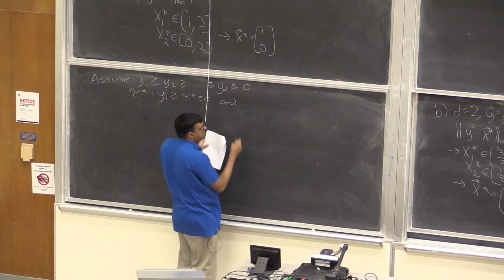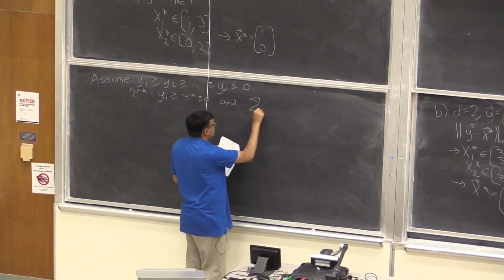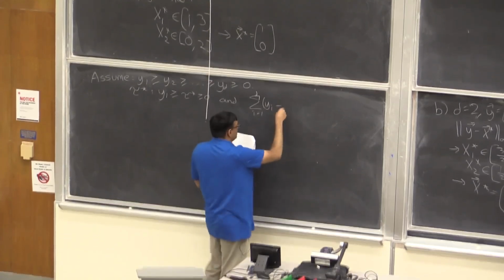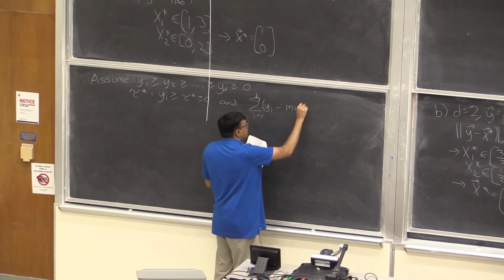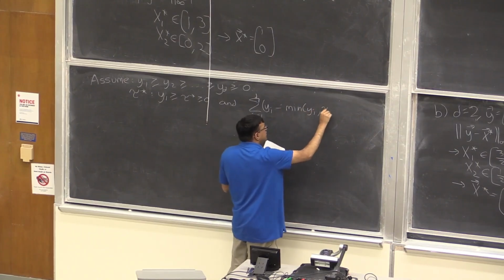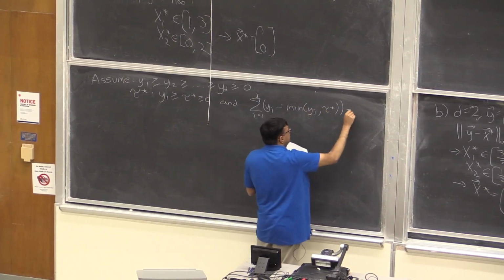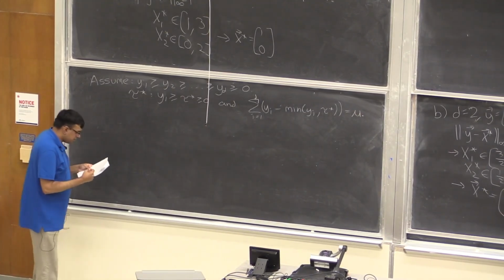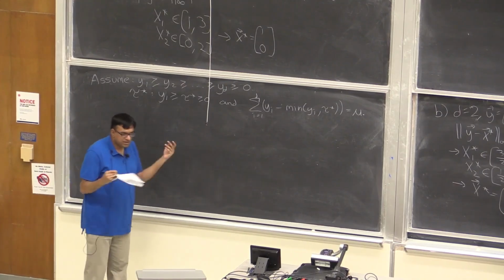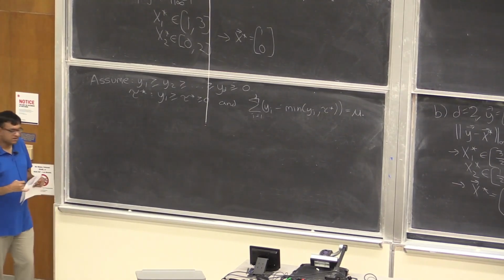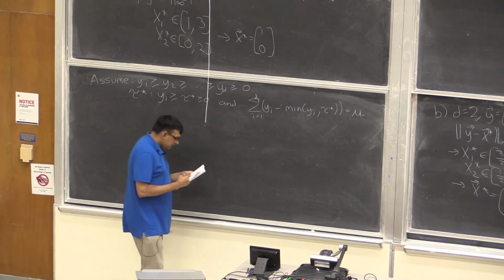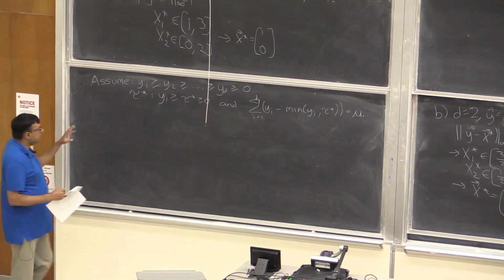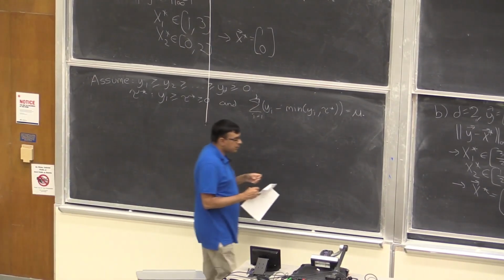And we have this sort of mysterious looking equality, which is that the sum from i equals 1 to d of yi minus min of yi and tau star equals mu. Okay, so we're given that tau star exists. Apparently, you can prove that it always exists. I personally don't know how, but the exam will tell you that you can always prove that it exists. And we want to show that tau star will be the optimal value of this primal problem.